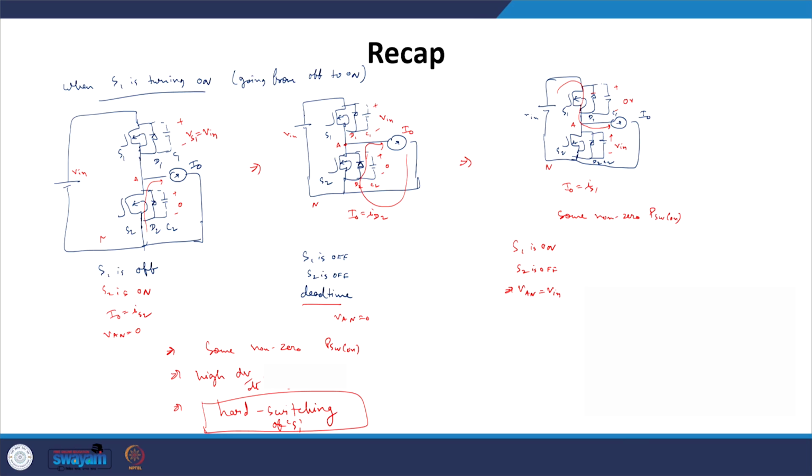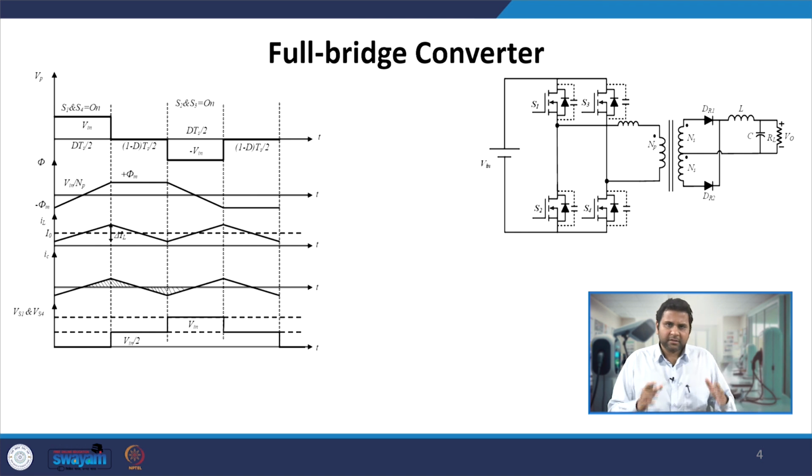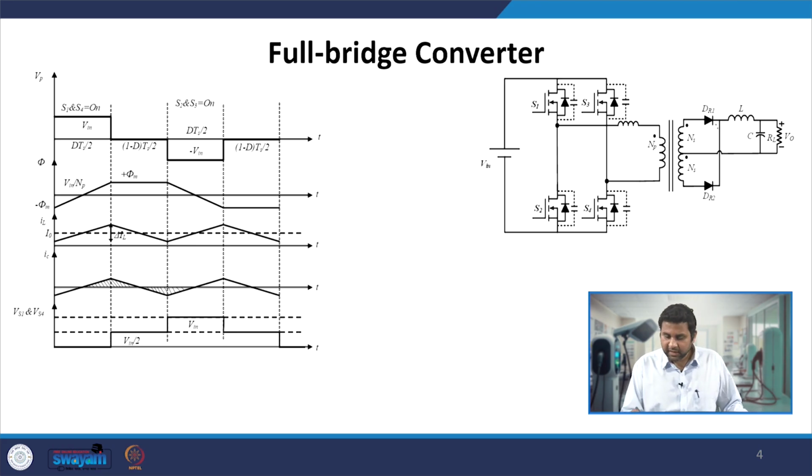Now let us see how this particular concept we will be using to understand the operation of full bridge converter. But before starting that, let us recap what we have studied about full bridge converter. In full bridge converter, we know that we have 4 switches which are actually exciting the primary winding of the transformer. Secondary side, we have 2 diodes, which is feeding to L and C.